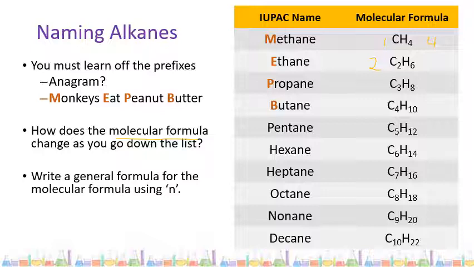Here I've got 2 carbons and 6 hydrogens. What have I done to each number? Going from here to here, I've added 1. Going from here to here, I've added 2. Next, I've 3 carbons, 8 hydrogens. What have I done? Again, I've added 1, and this way I've added 2.